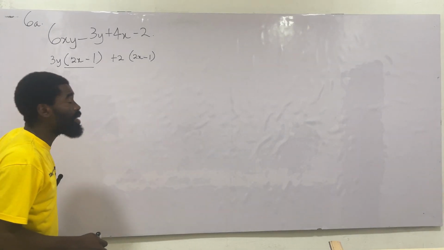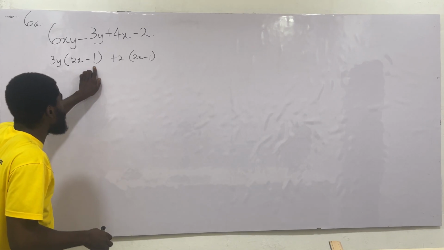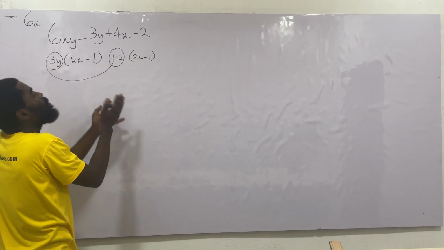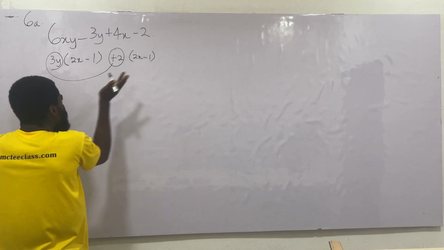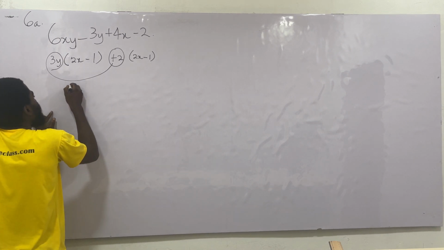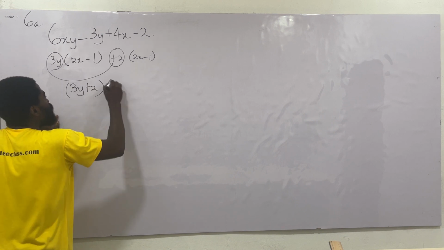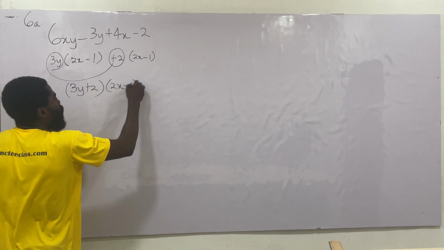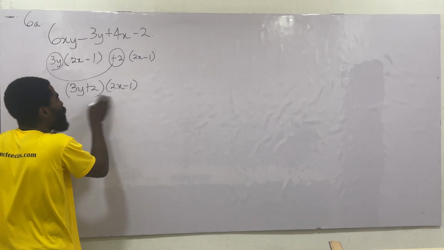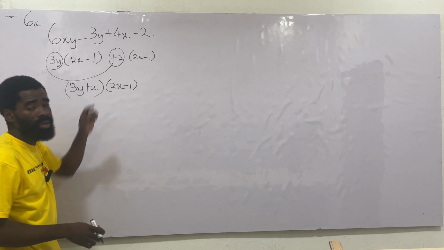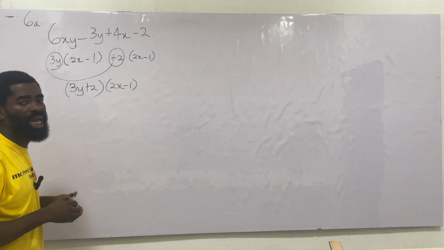Then from here, there is something I said earlier in the first question once again: those outside the bracket, put them in one bracket, and because these are the same, they also go in one bracket. So this finally gives us 3y plus 2, then into bracket 2x minus 1. This is multiplication of 2 binomials. When I open this bracket, I have to get this. So this is the factorization. Very simply done.